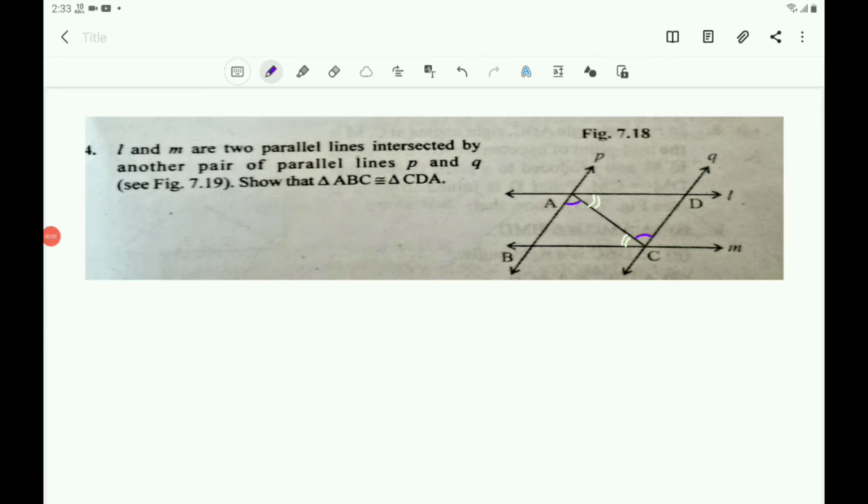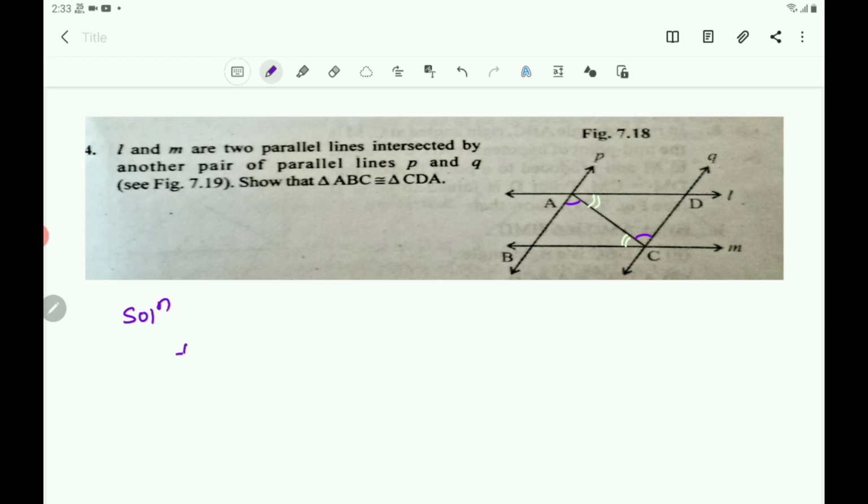In triangle ABC and triangle ACD, angle DAB and angle ACB are equal because they are alternate angles, and also angle BAC is equal to angle ACD, they are also alternate angles. So you take the pairs of alternate angles and use the ASA congruence rule and prove that triangle ABC is congruent to triangle CDA. And you write the solution here.